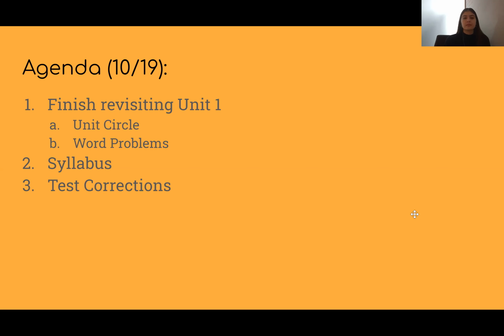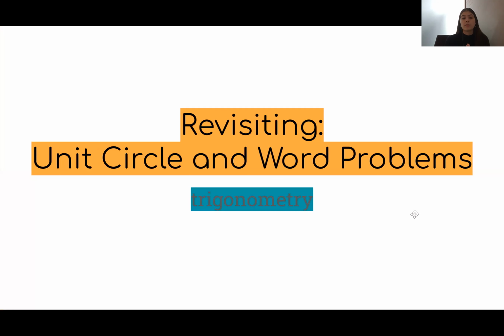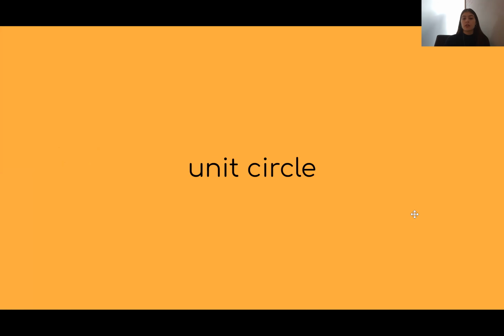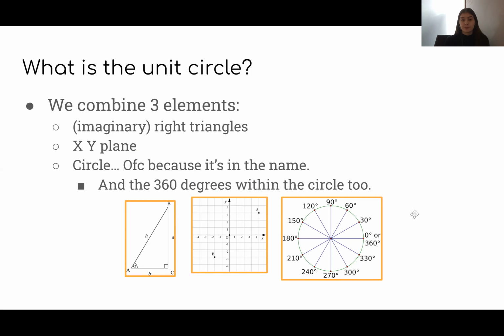Now, let's move on. Let's talk about the unit circle and word problems. Hopefully these things feel familiar because we have reviewed them on several occasions at this point, and we do have other PowerPoints on them, which I will be referencing. So let's start off with the unit circle. Okay, so the unit circle.